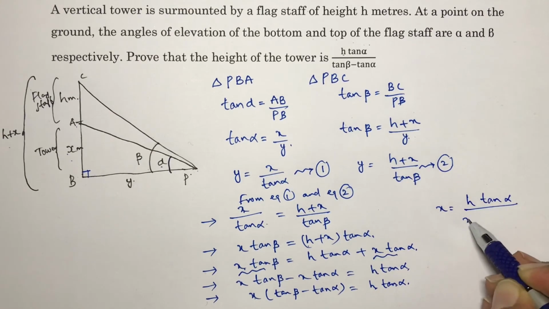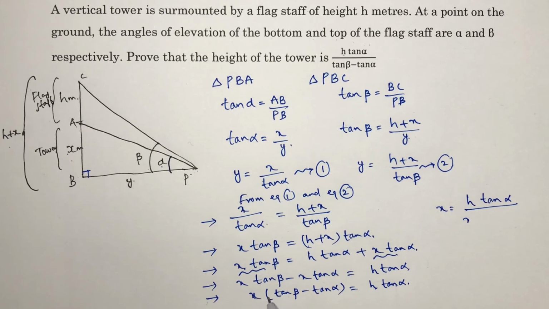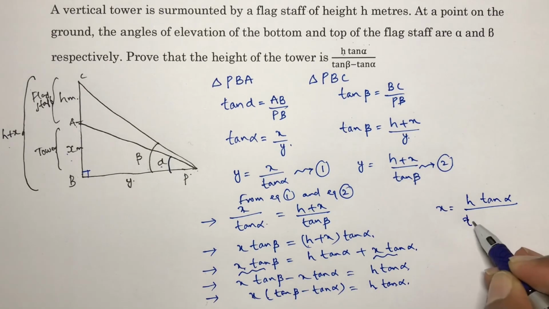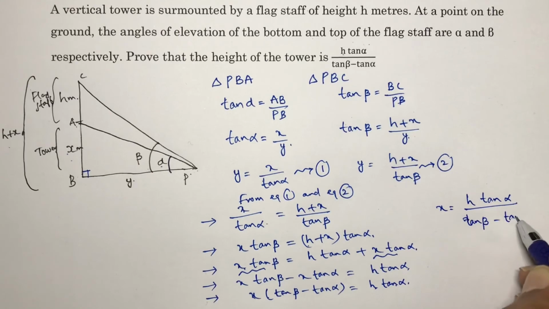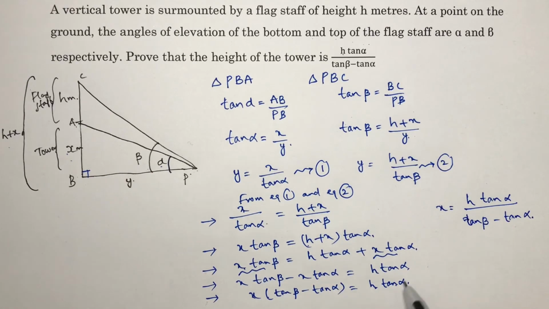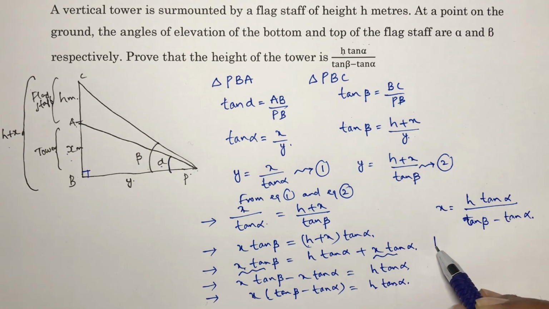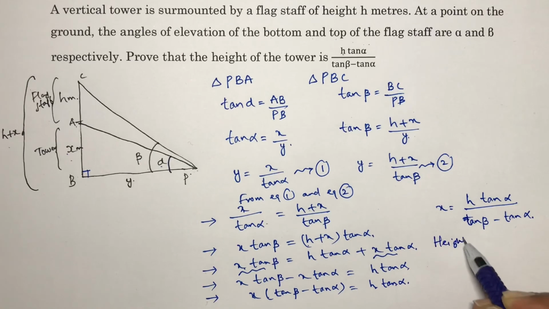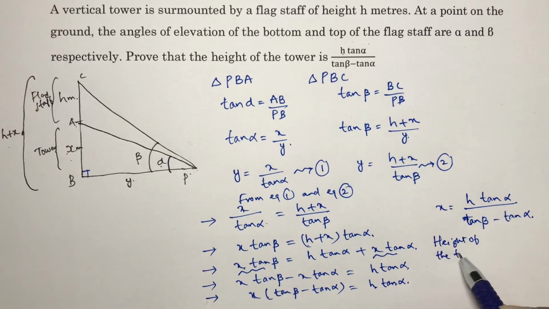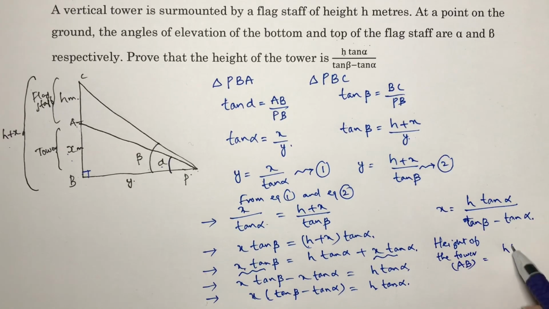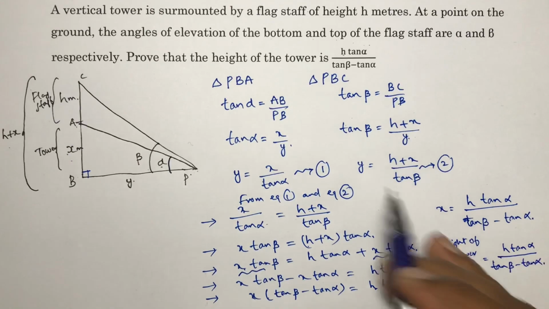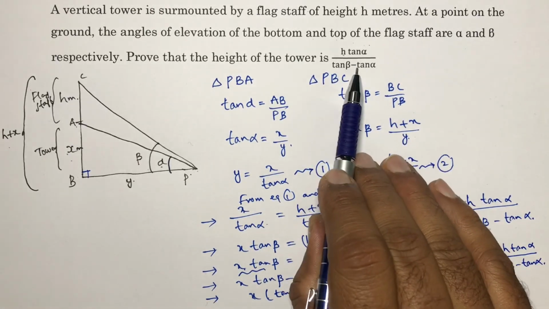So x equals h tan alpha by, if we transpose this, tan beta minus tan alpha. Therefore the height of the tower, which is AB, is h tan alpha by tan beta minus tan alpha.